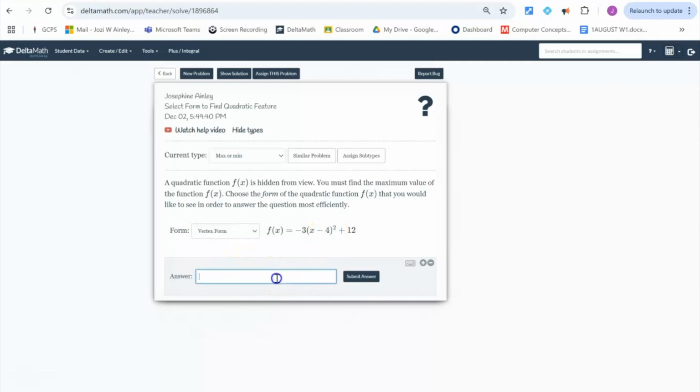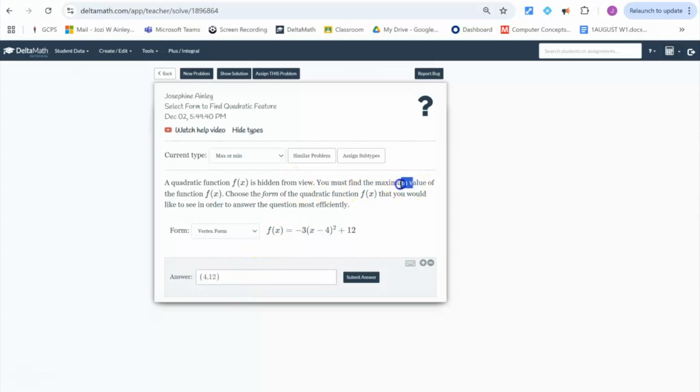And what is my vertex? So I'm going to put my answer as my vertex here, but to answer this question, they're asking you to go a step further. So again, anything in the parentheses needs to be opposite. So my vertex is going to be +4, and my y value is going to be 12. So this is my vertex, if that was the question.